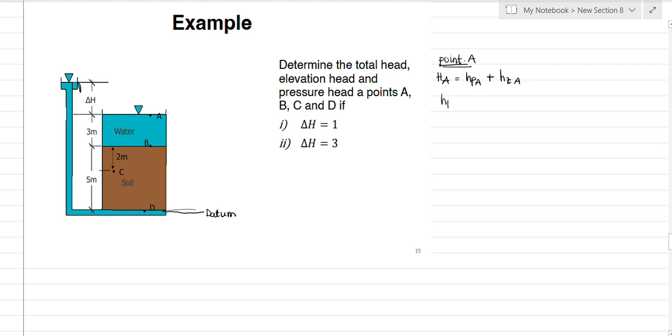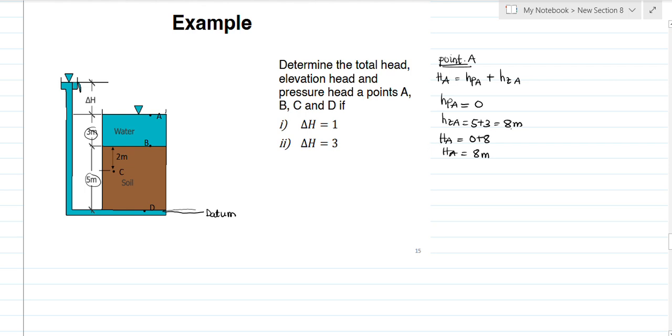Now at point A, the pressure head there is 0, right? But the elevation head is what? 5 plus 3. So the elevation head at A is 5 plus 3, and that gives us 8 meters. And so the total head at point A is 0 plus 8, which is 8 meters. So we found everything, right? Total head, elevation head, and pressure head.